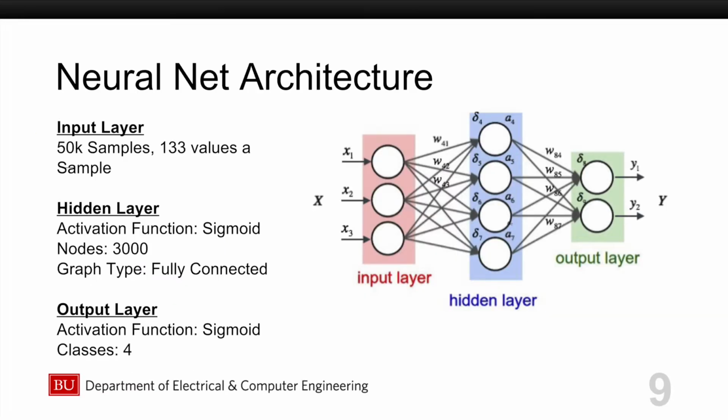For our training phase, we used 2 different types of models. The first model we used was a single-layer perceptron, or in other words, a neural net. Our neural net model had the following architecture. At the input layer, we accepted approximately 50,000 samples, where each sample had 133 different values. We had a single hidden layer, whose activation function was the sigmoid function, and it contained 3,000 neurons. At the output layer, we had 4 different classes whose activation function was also sigmoid.